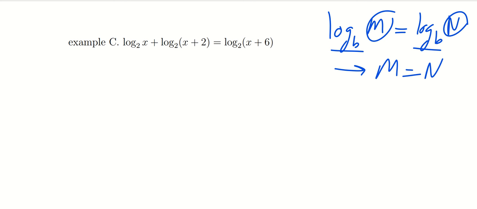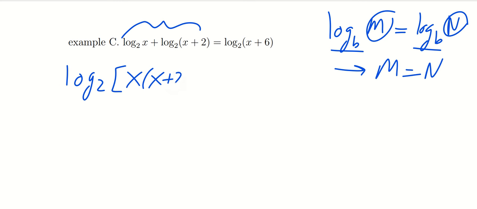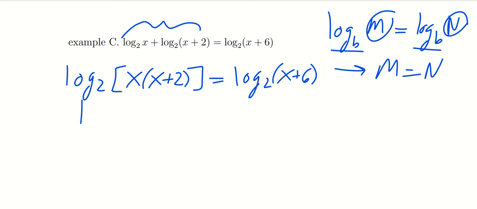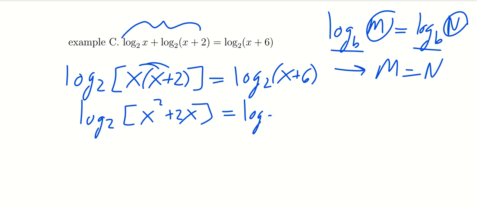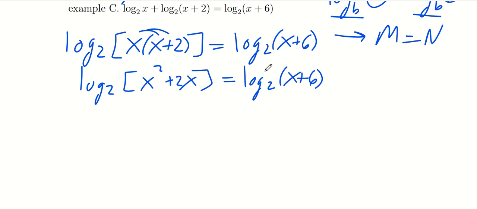So that's the goal. We still want to combine. On the left-hand side here, we can use the product rule to take those two logarithms and convert it into a single log. That gives us log base 2 of x times x plus 2 is going to be equal to log base 2 of x plus 6. Then we just briefly simplify the inside part here. Distributing the x in, you would have log base 2 of x squared plus 2x is equal to log base 2 of x plus 6. And now we're in this situation right here.